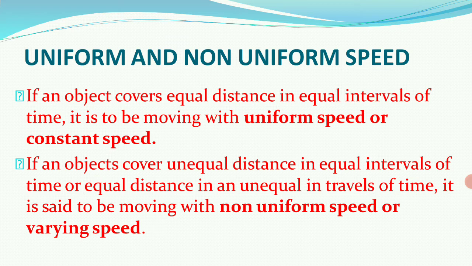If an object covers unequal distances in equal intervals of time, or equal distances in unequal intervals of time, then we say that the object is moving with non-uniform speed or varying speed. Suppose an object covers 5 kilometers in 2 minutes, 2 kilometers in the next 2 minutes, and 3 kilometers in the next 2 minutes. See, the distance is different but the time is the same. So this is non-uniform speed.